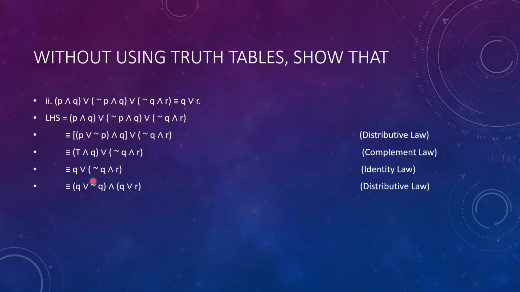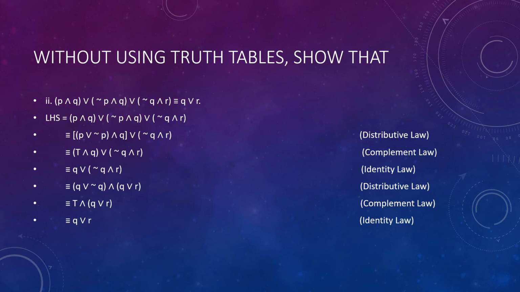See, Q or (negation Q and R). Now again I'm getting one OR bracket and one AND bracket. I'll apply the distributive law. So I get (Q or negation Q) and (Q or R). What is Q or negation Q? True, because in an OR combination one of them will be true. So the answer always will be true. So I got true and (Q or R). Now true and something is something by the identity law. So I got my answer: Q or R.